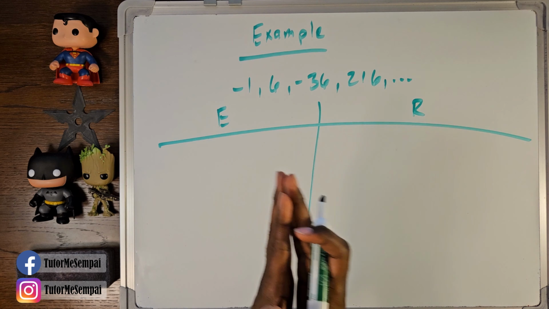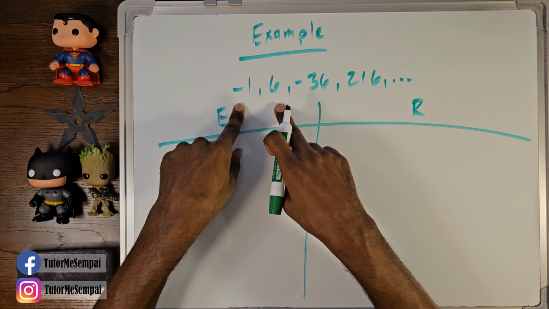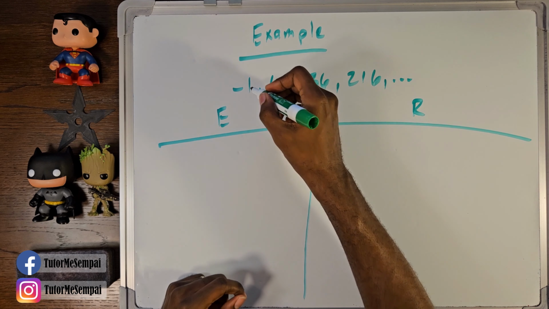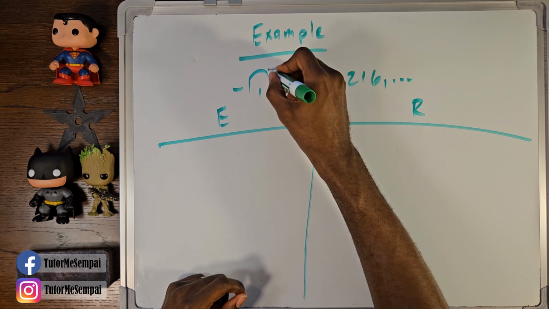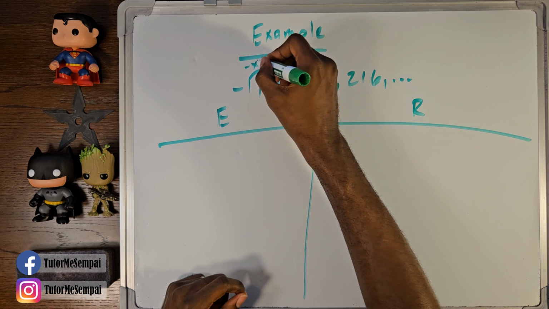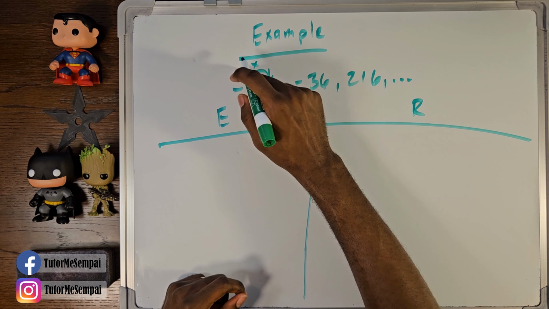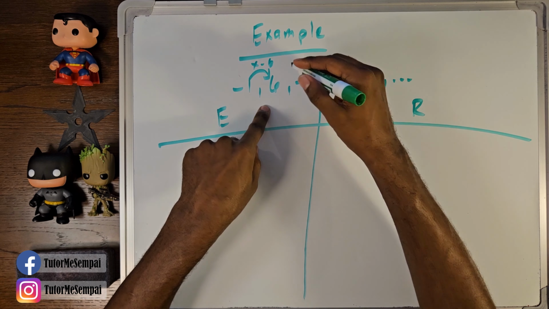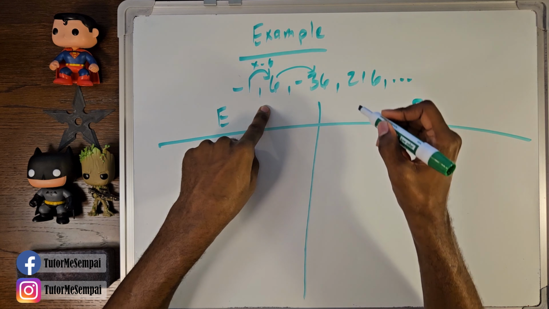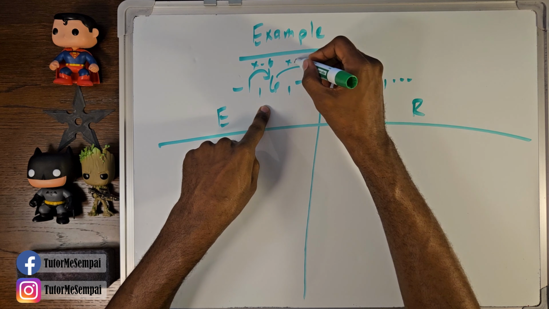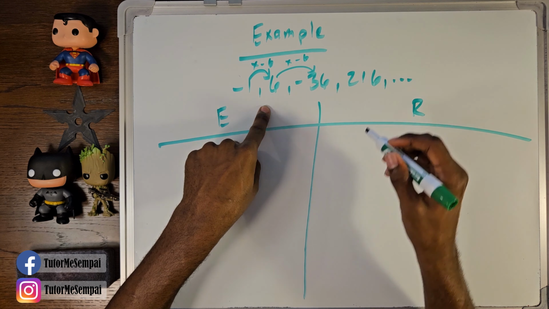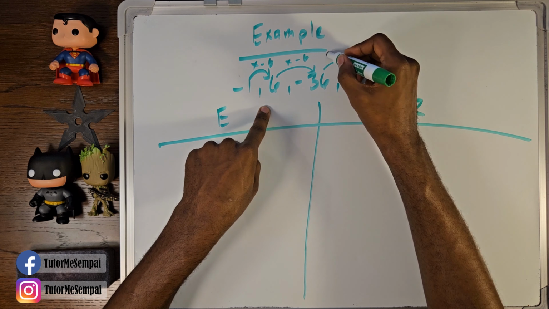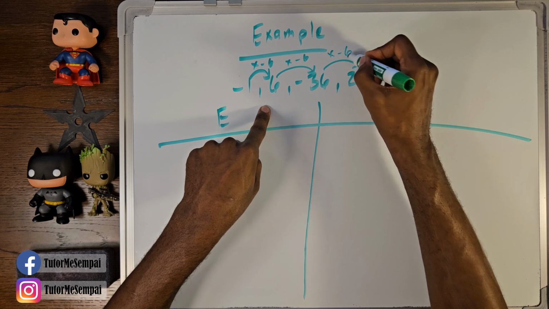I'm going to use the idea of a multiplier. So going from negative 1 to 6, what are we multiplying by to get that? We would have a negative 6 here. So we're going to multiply by a negative 6. If we're going from 6 to negative 36, we're going to multiply by a negative 6. And going from negative 36 to 216, we're once again going to multiply by a negative 6.